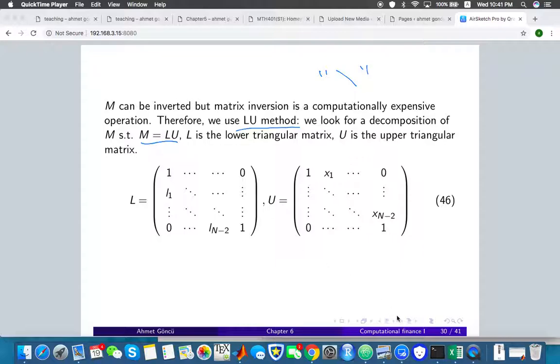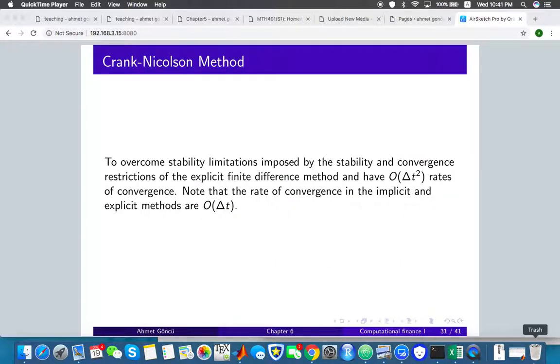Okay, so next we will discuss Crank-Nicolson. In Crank-Nicolson we will be combining, or in other words, averaging over the explicit and implicit methods together to take advantage of both of these methods.